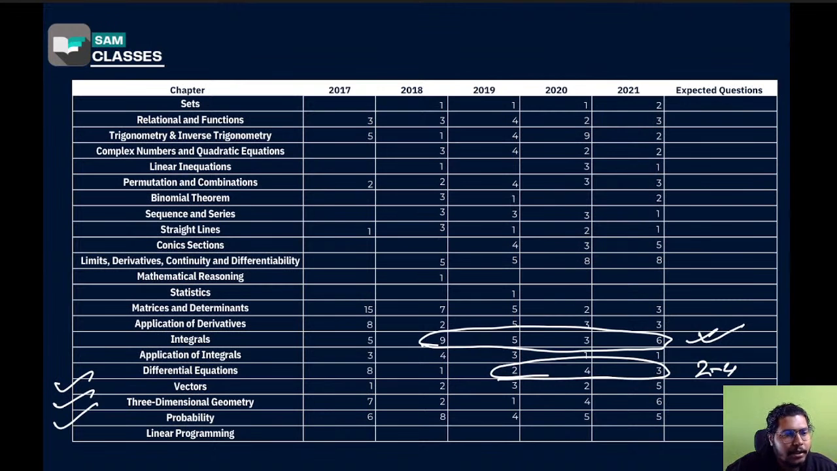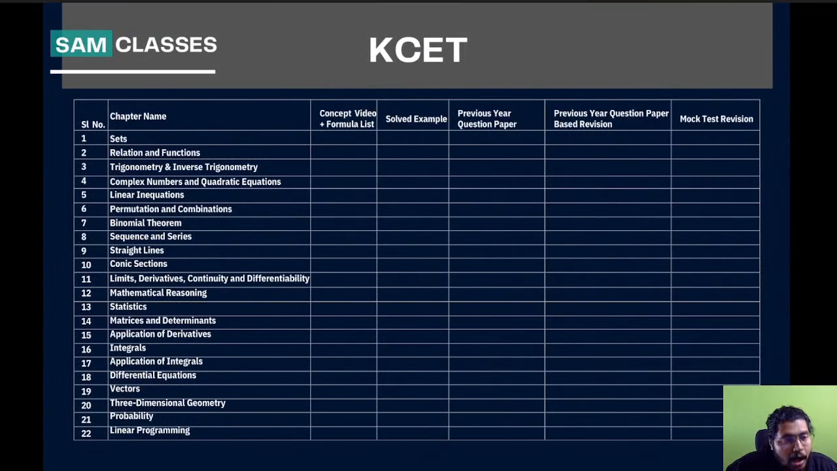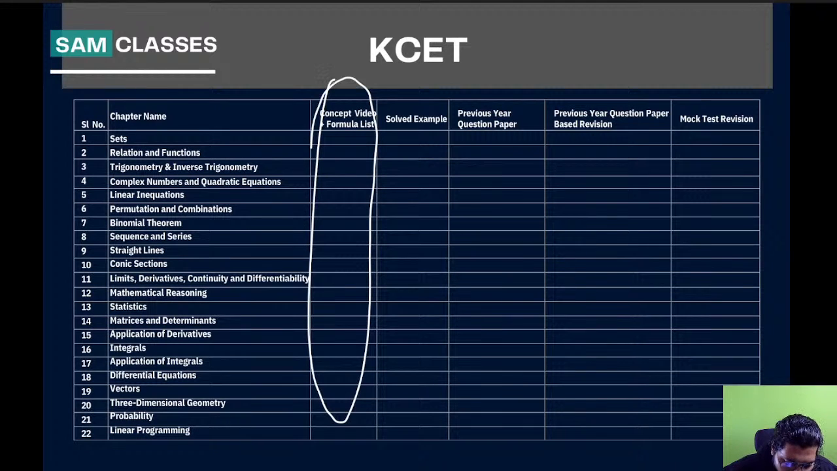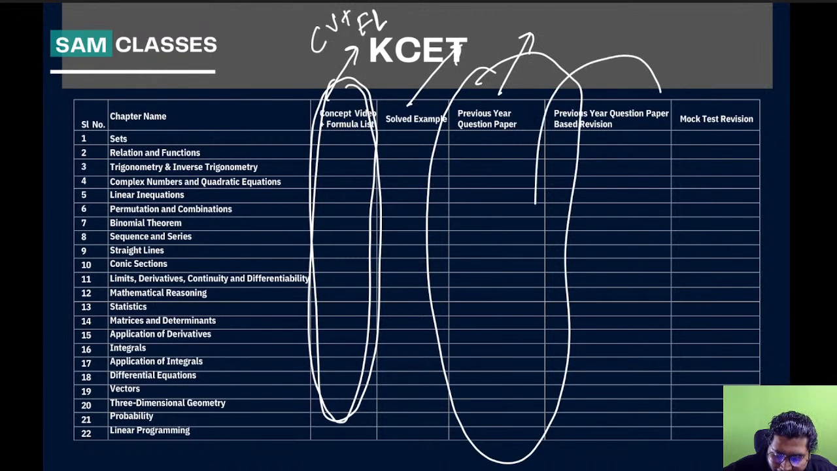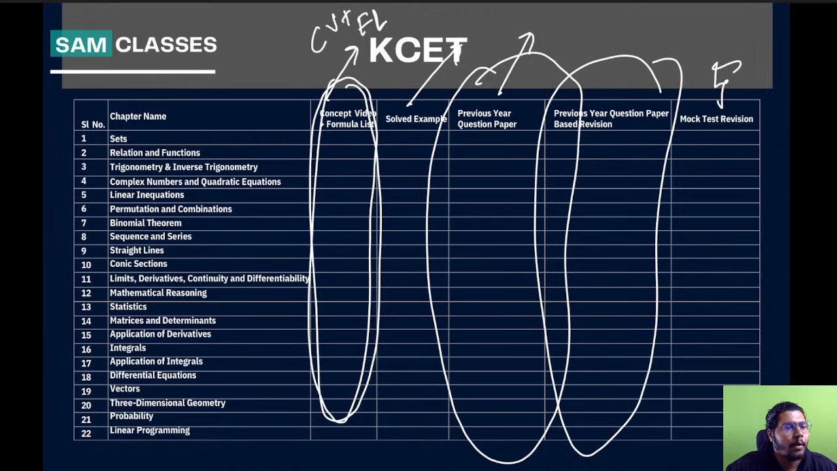Now coming to the next part, the most important part, the plan of action. Correct. How do we do it? The chapters, which way? First you have to do the concept video plus the formula list. Clear? After that, you can go with NCERT, non-NCERT, some solved examples to get the theory clear, so that you know how to apply those concepts. And then PYQ is done. Once you have done the PYQs, revise those PYQs, write the test. Nothing more than that. Clear everybody what you have to do?